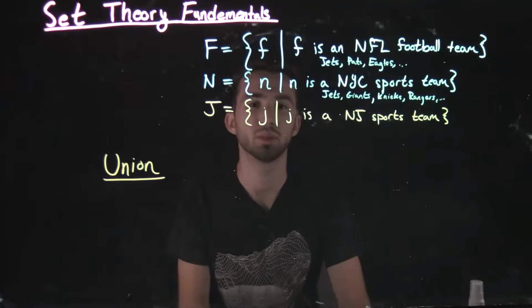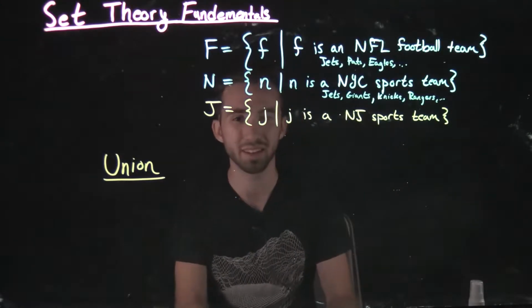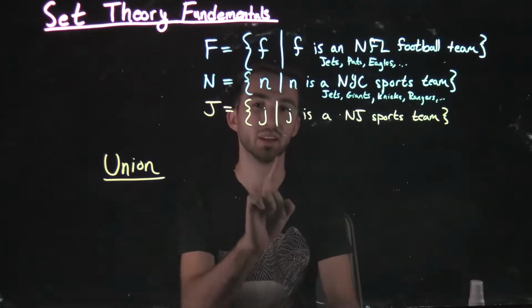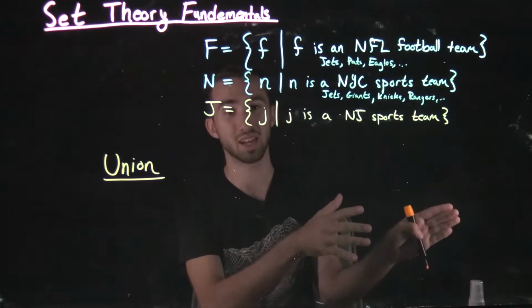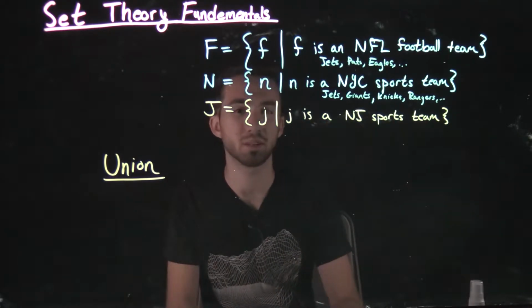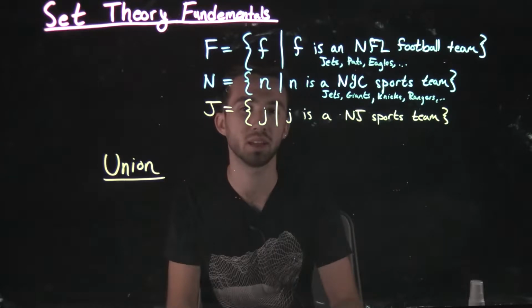Now we're moving on to maybe a more complicated operation. Before, when we were working with the complement, we were only taking one set, and we were just taking everything that wasn't inside of that set and collecting it into a new one. But now we're going to be taking two sets, and we're going to be using them to create a new set.